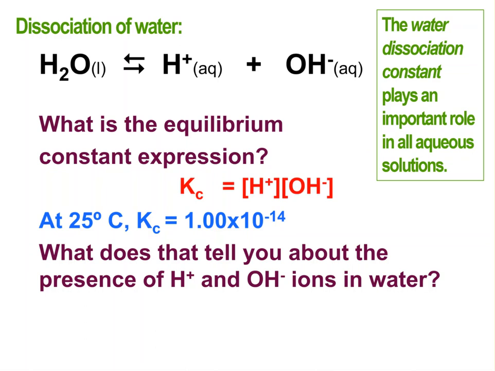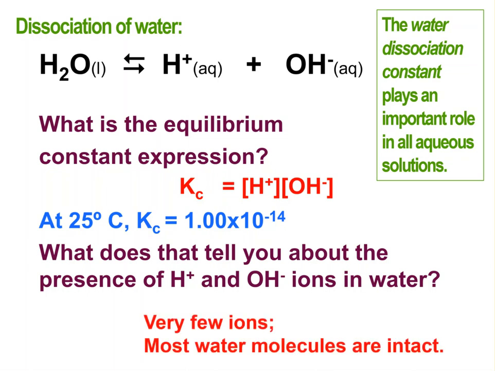And for water, the Kc is this number. It's a very, very small number. What does that tell you about the number of ions in water? Since hydrogen ion concentration times hydroxide ion concentration equals this very, very tiny number, it tells you not very many of the water molecules are in ions in water. We'll be looking at this equilibrium. It plays a huge role when you start talking about acids and bases in water.